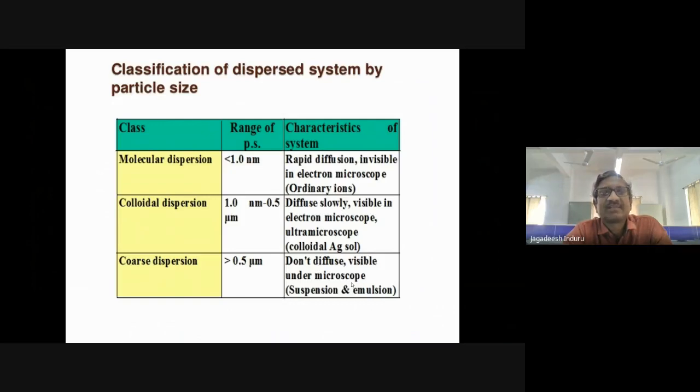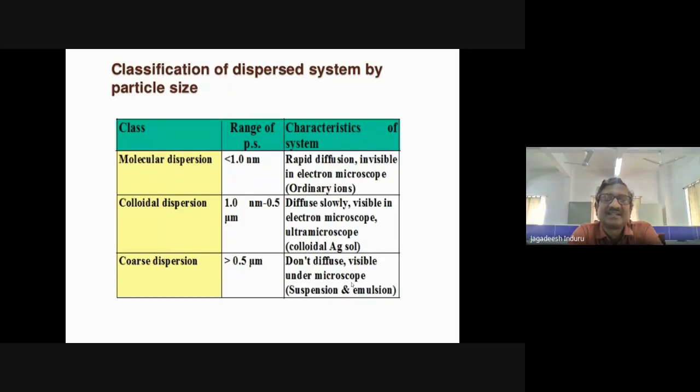Whereas the molecular dispersion at the top, which has a size lesser than 1 nanometer, shows rapid diffusion and is invisible even in an electron microscope and to ordinary ions, and they will be seen with criticality, and they will be very less. It appears as a solid solution only. They will be appearing as a solution. At the molecular level, they got distributed. That much they will be having.